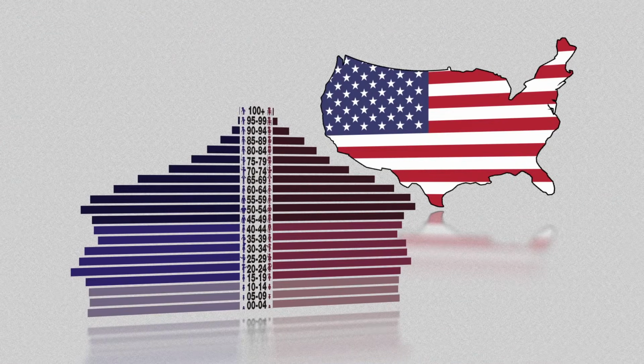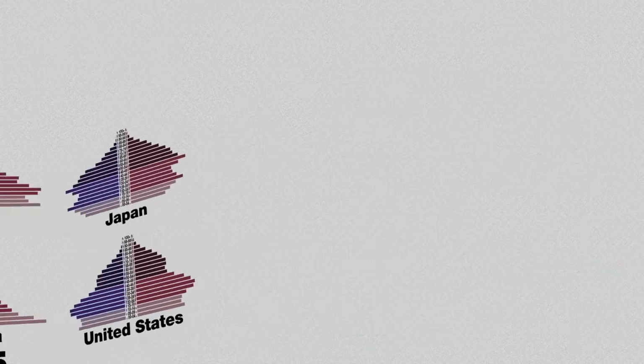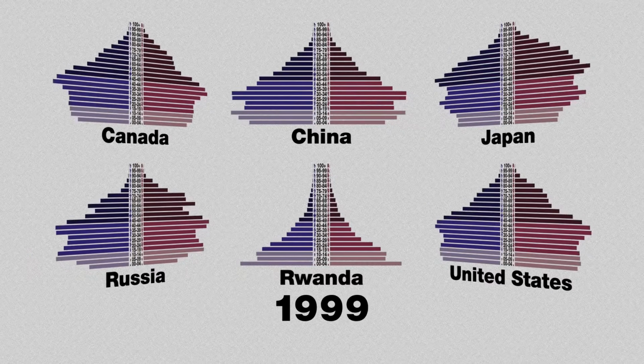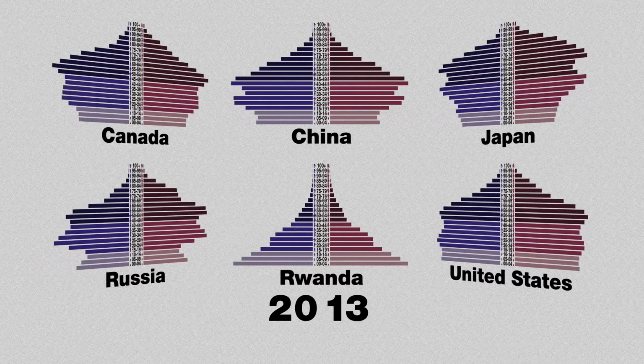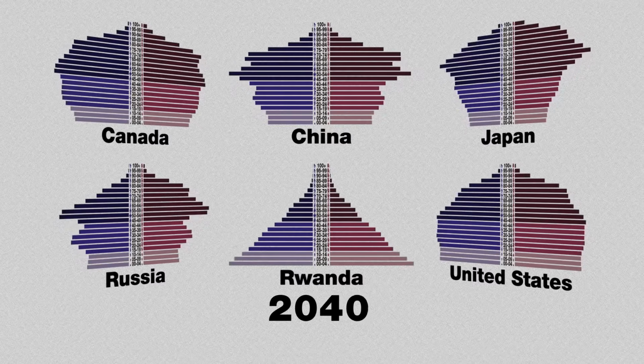Finally, the pyramid for the United States shows the baby boom that followed World War II. As you can see, population pyramids tell us far more about a country than just a set of numbers, by showing both where it's been and where it's headed within a single image.